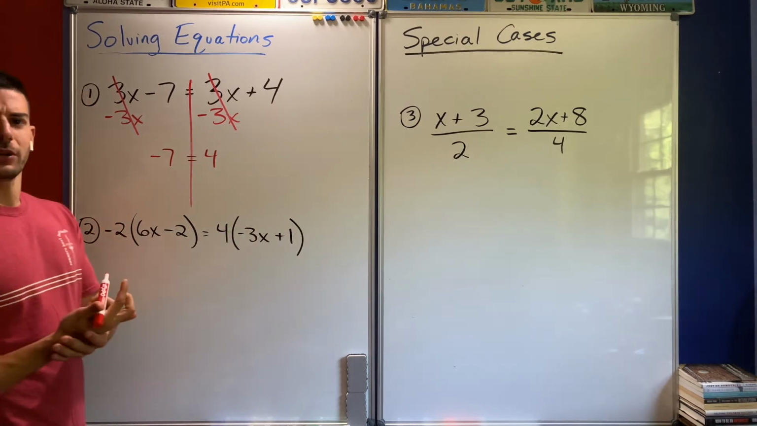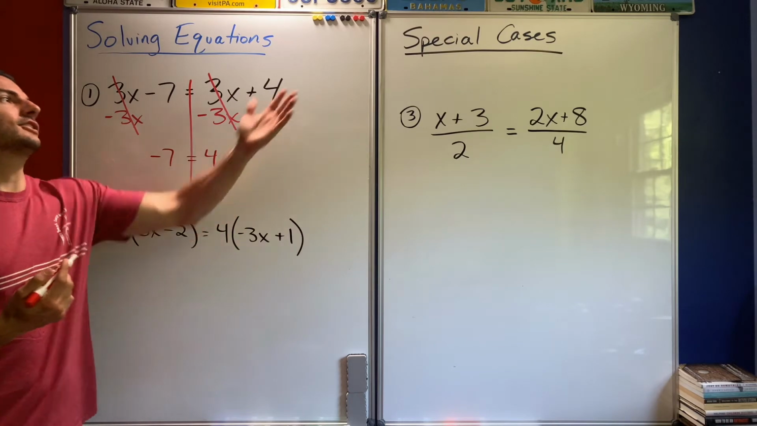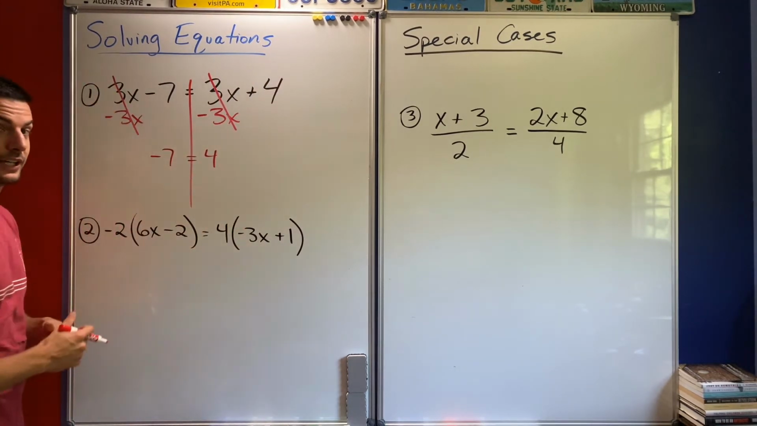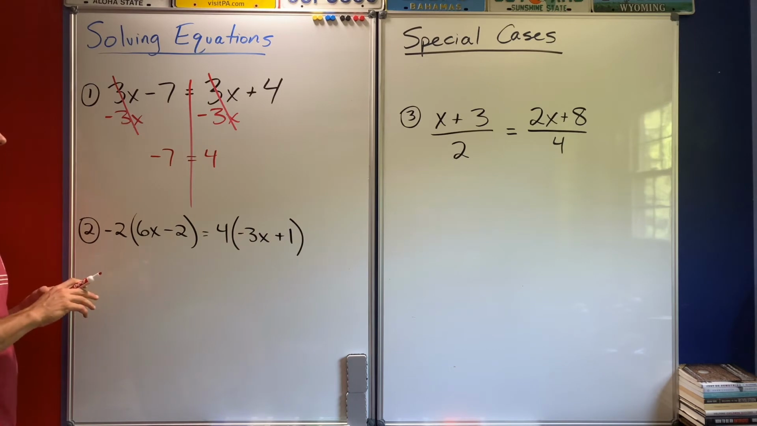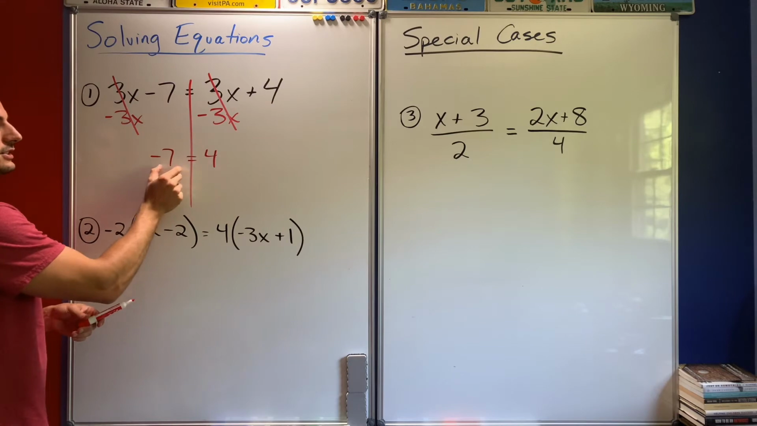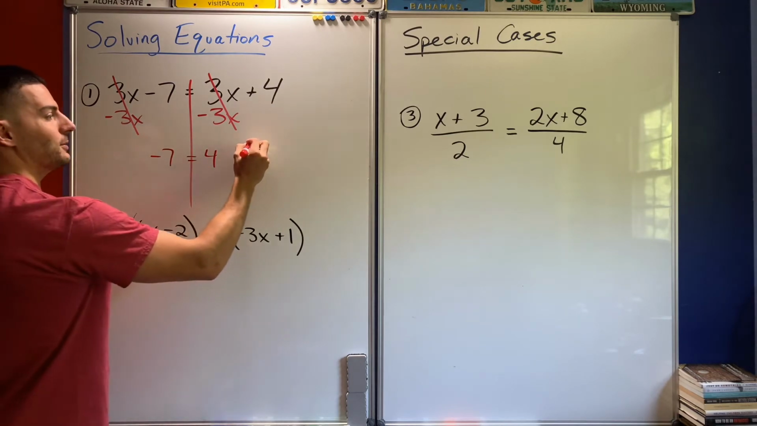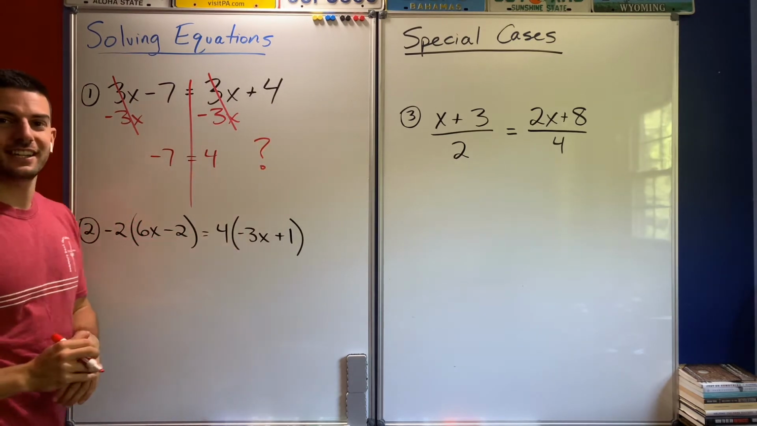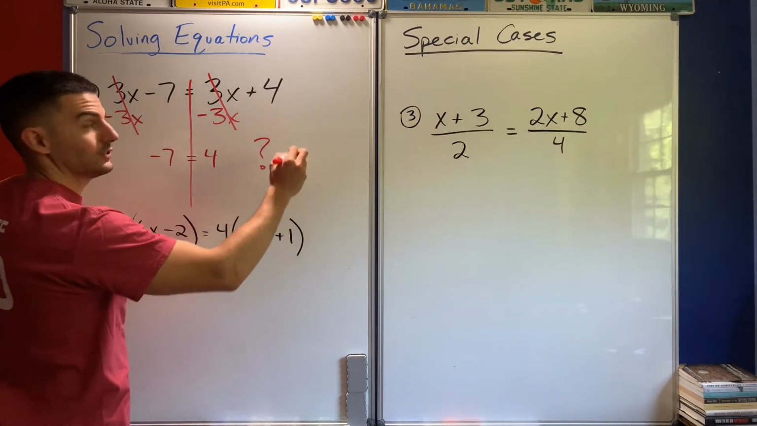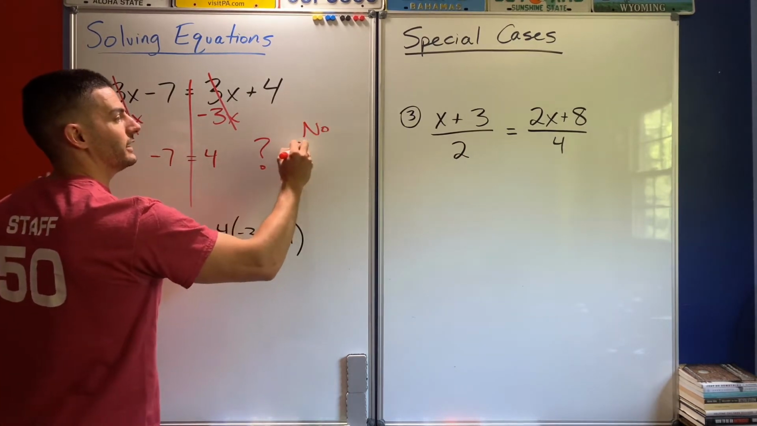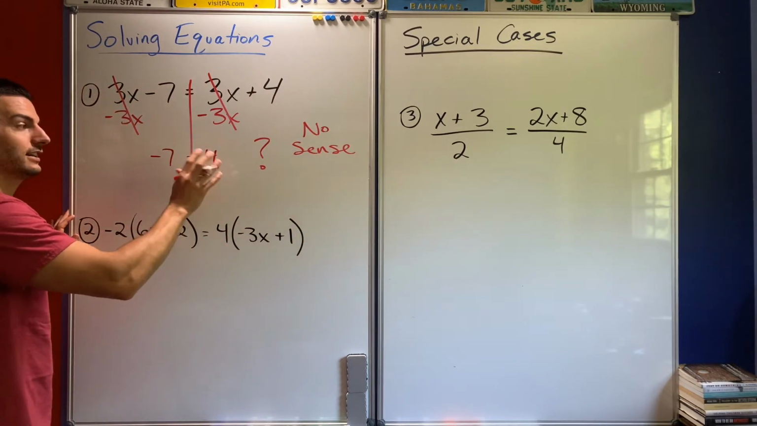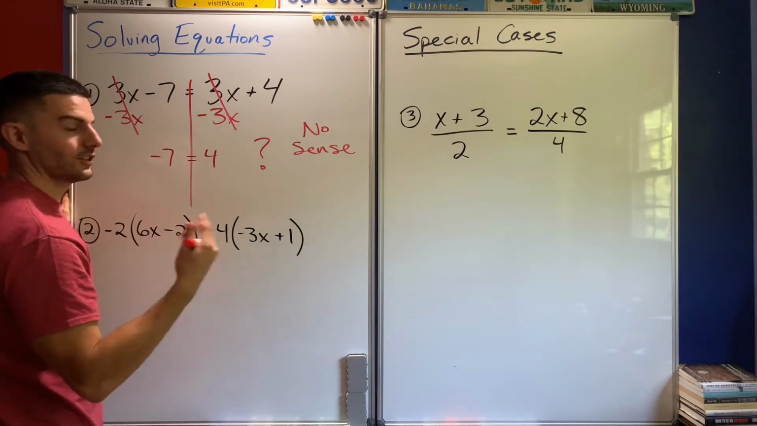So what's the deal here? And again, this is why it's called a special case, because it's not a normal type of problem. It's a special one. What happens here is that all the x's cancel, and I'm left with negative 7 equals 4. And you might be looking at that like, what? Negative 7 equals 4? That makes no sense. And that's what I tell my students. When it makes no sense, that does not comprehend. Negative 7 does not equal 4.